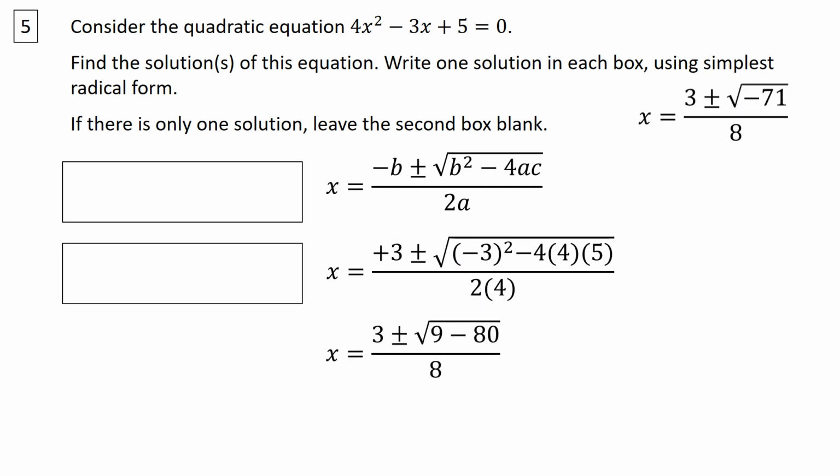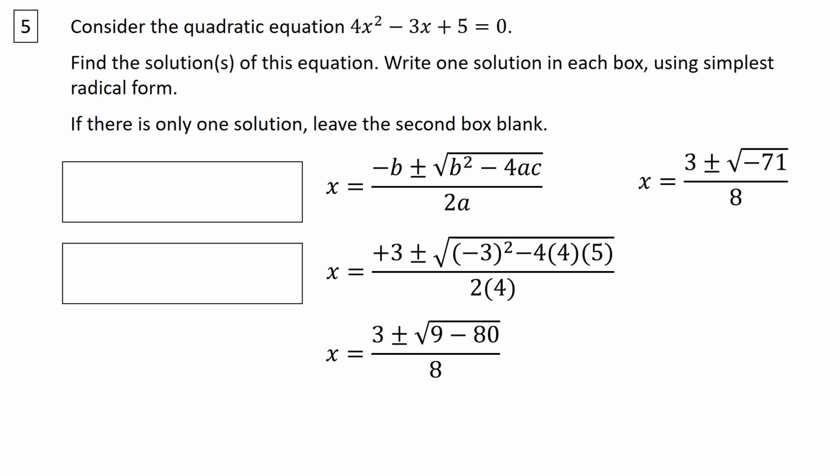Now, if you tried to shove all of this into your calculator at once, it's going to give you an error, and this is why. When we simplify everything inside that square root, you get a negative, and calculators don't like that. We know how to simplify a radical with a negative in it. It's not as painful as it sounds. We're just going to pull an i out. So 3 plus or minus i square root of 71 all over 8.